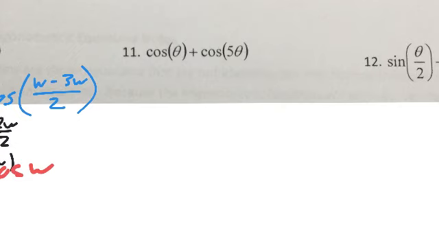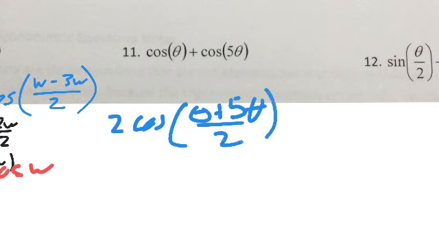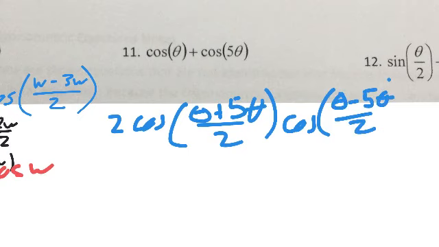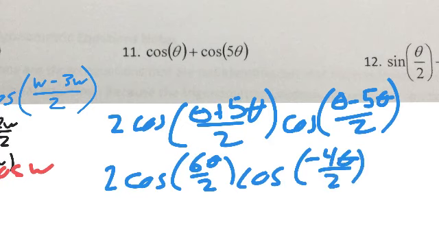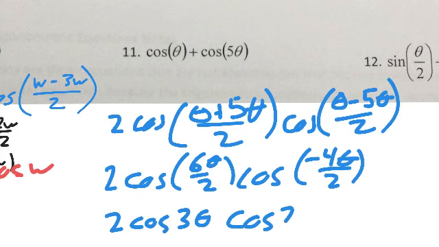11, we have a cosine plus a cosine, so that's the third one. So this is going to be rewritten as 2 cosine of x plus y over 2 cosine of x minus y over 2. So this is going to be 2 cosine of 6 theta over 2 cosine of negative 4 theta over 2. So that's 2 cosine 3 theta cosine of negative 2 theta, which is just 2 theta.